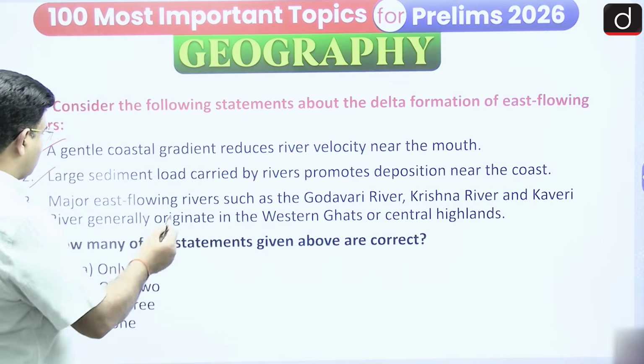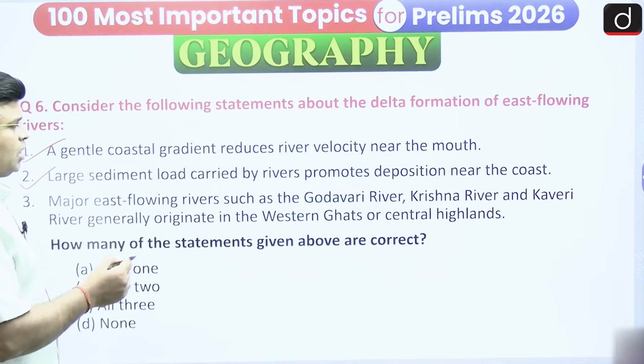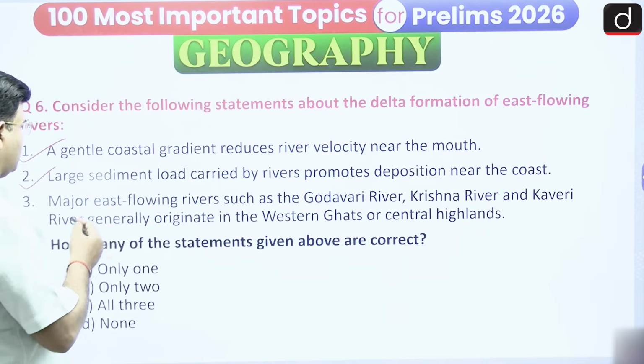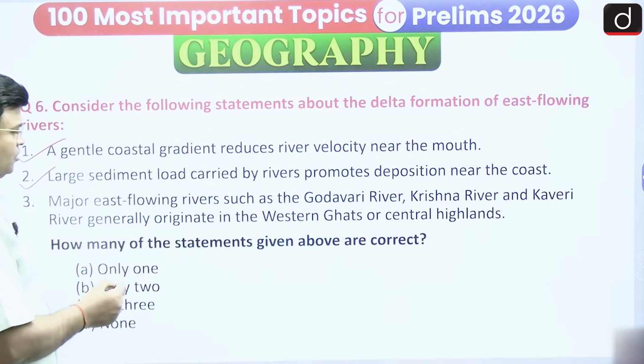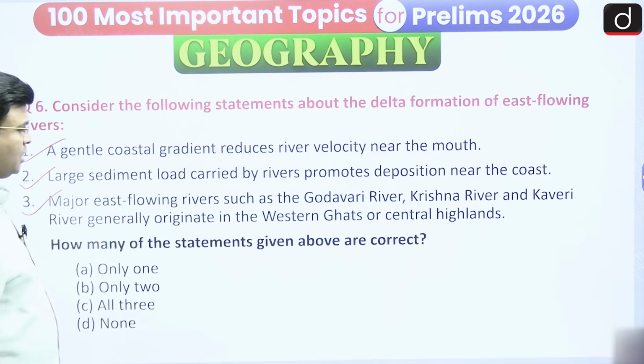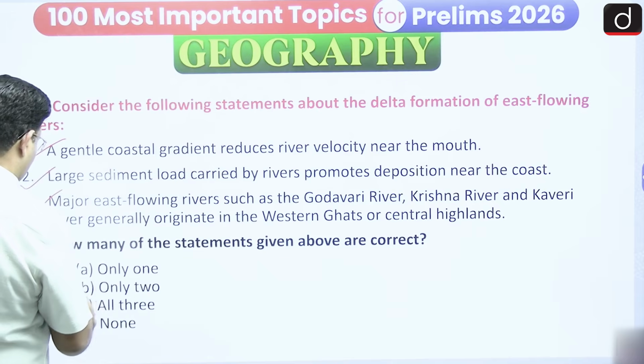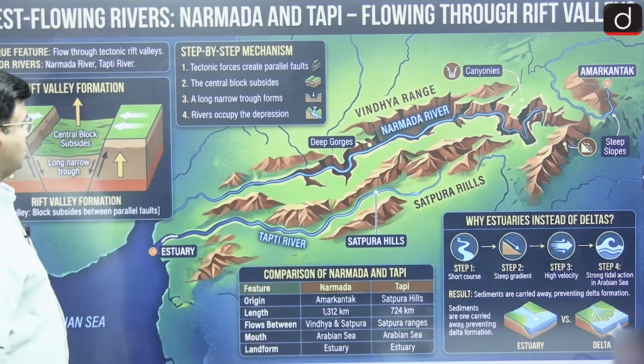And especially if I talk about major east flowing rivers such as the Godavari, Krishna and Kaveri, they generally originate in the Western Ghats or Central Highlands. Yes, they originate from the Western Ghats or Central Highlands. So all three are correct.